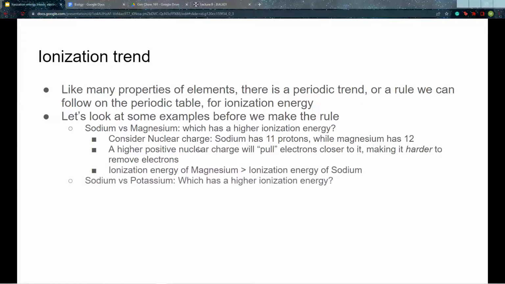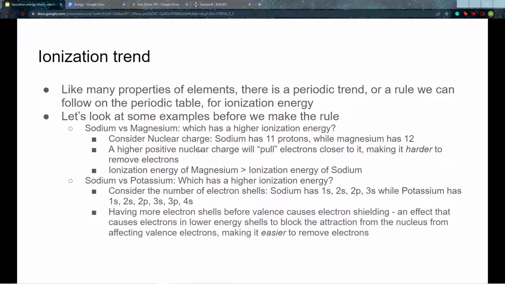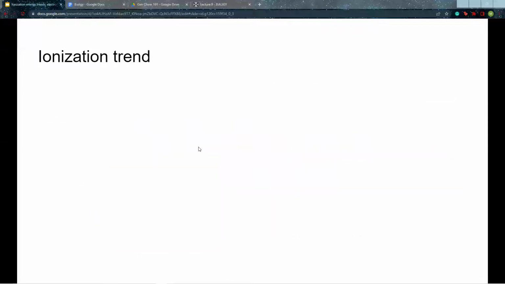Next, we'll look at sodium and potassium. Consider which of them will have a higher ionization energy. As you think about this one, account for the number of electron shells. Sodium has 1s to 3s, while potassium has 1s through 4s. If you said that sodium will have a higher ionization energy, you'd be right. Having more electron shells before the valence shell causes a phenomenon known as electron shielding. Electrons in lower energy shells block the attraction from the nucleus, preventing it from affecting valence electrons. This makes it easier to remove those electrons in the valence shell. Thus, sodium wins this comparison.